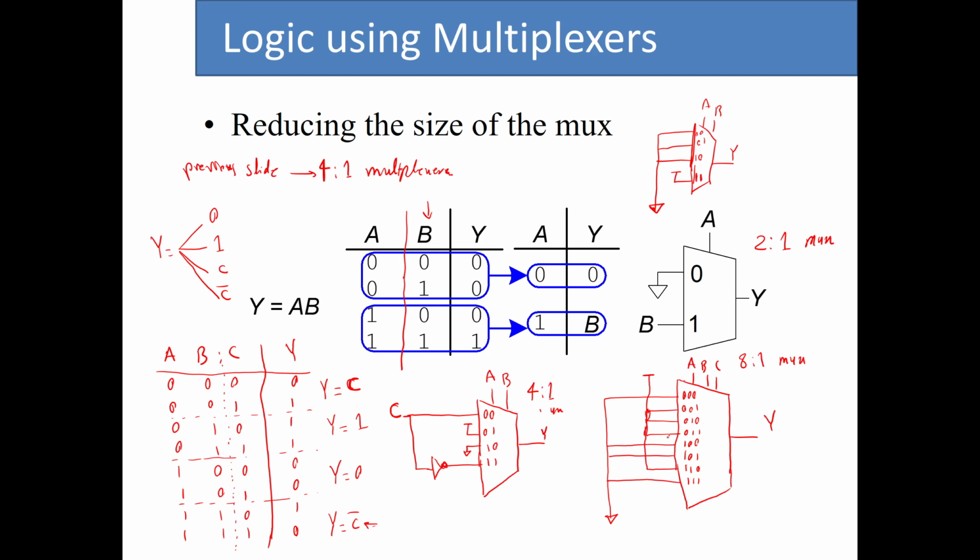As you can see, going from this to this, we have reduced the size of the multiplexer. Of course, that comes at the expense of having an extra NOT gate, right? But nonetheless, the size of the multiplexer is reduced.